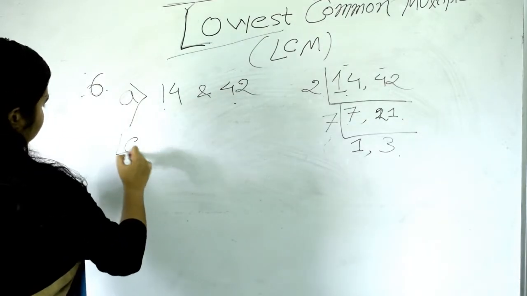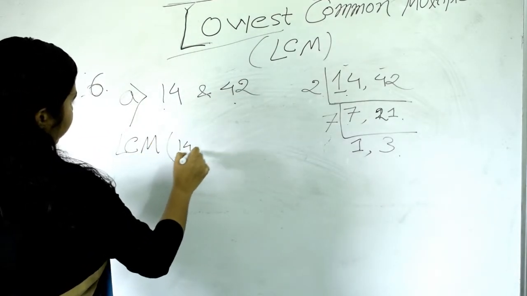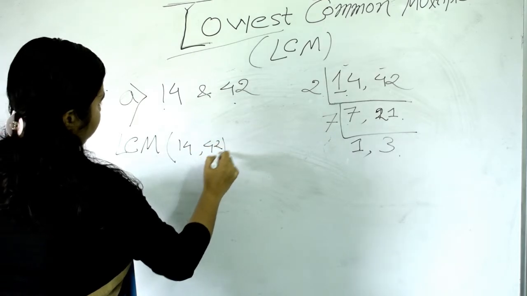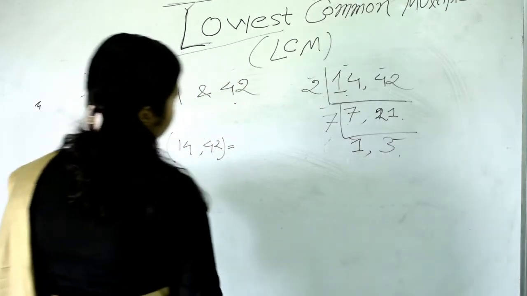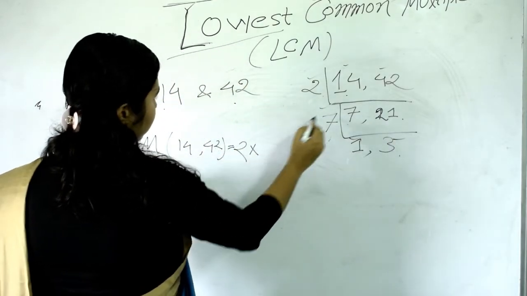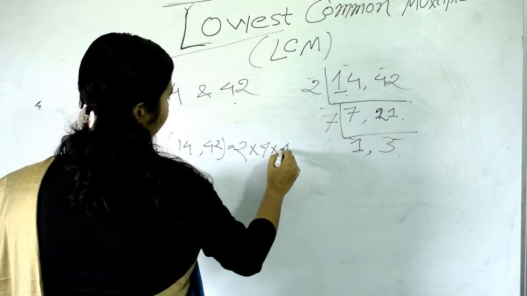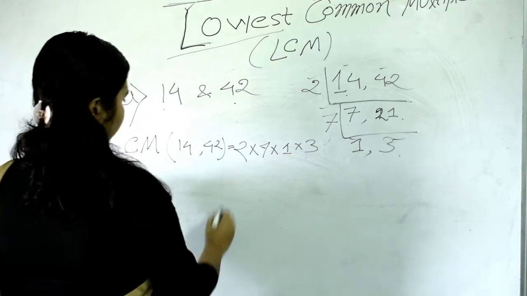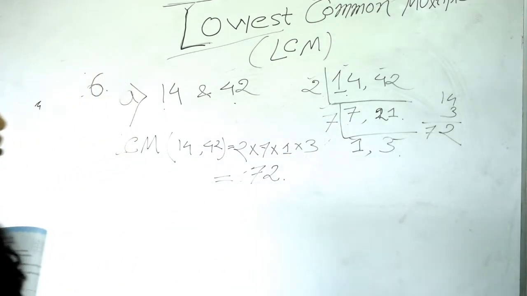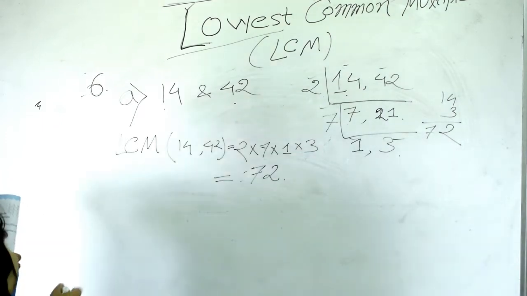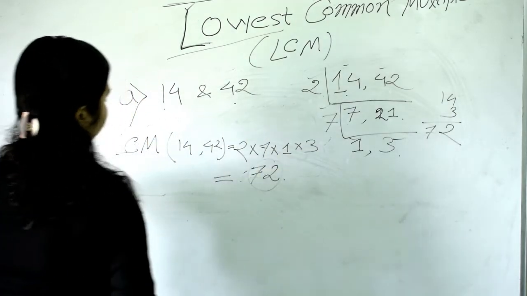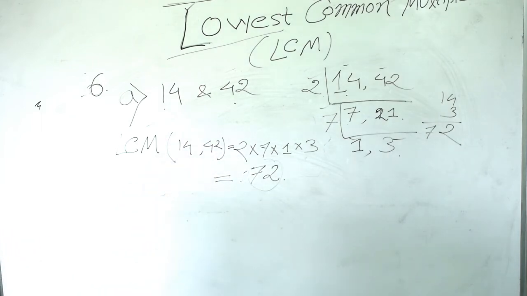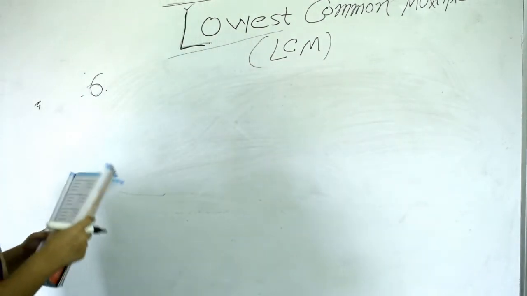So the least common multiplier of 14 and 42 is, we have to take all the prime factors, which is 2 into 7 into 1 into 3. So this process is known as common division method. With this process we can also find the LCM of 2 or 3 numbers.